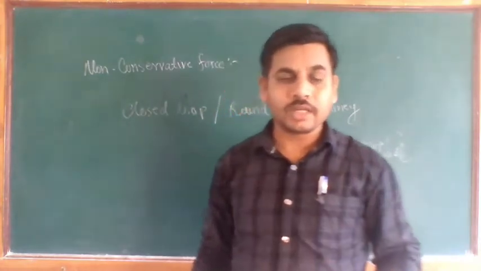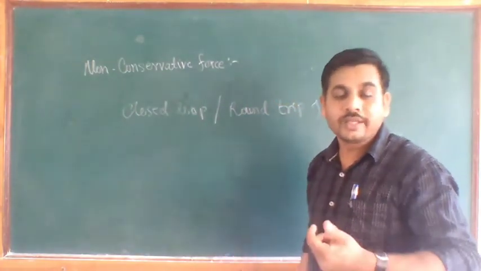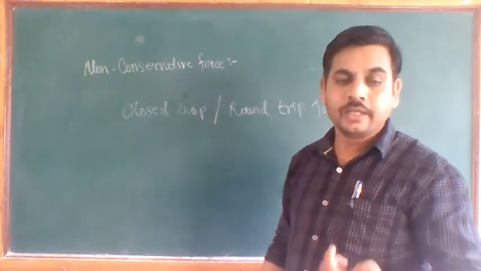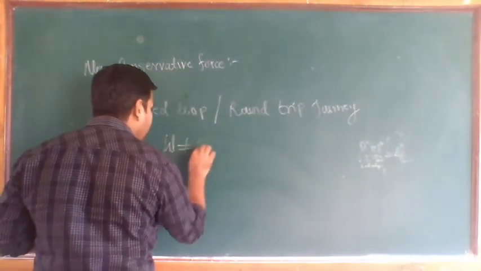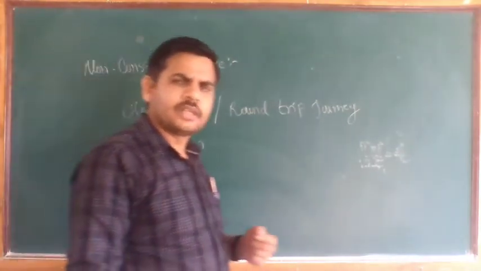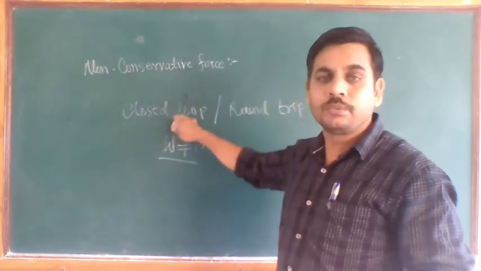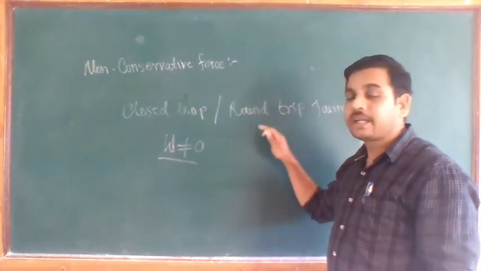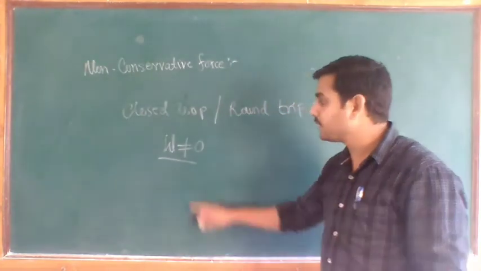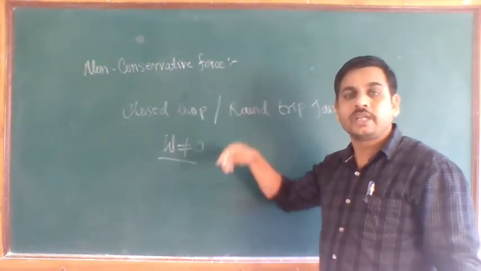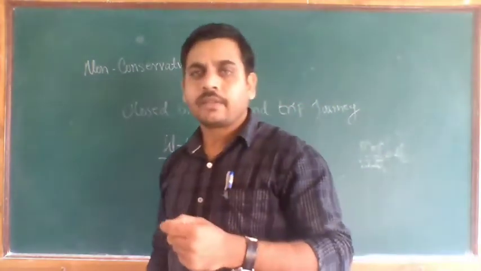If the work done by the force moving the body over a closed loop during any round trip journey is non-zero, then the total work done will be non-zero. That is a simple definition. For any closed loop, or in that round journey, the total work done will be non-zero. In our conservative system, the total work done in a round trip will be zero. There are many examples.